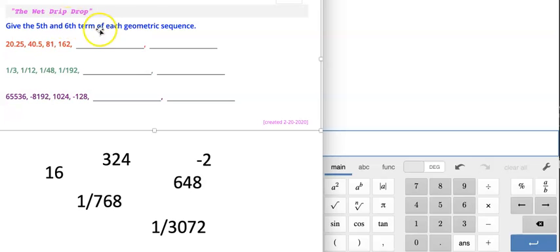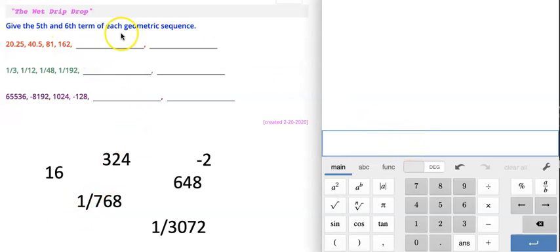Okay, give the fifth and sixth term of each geometric sequence. As you can see, I already have some options down here just to save time from typing. So let's go ahead and go over the calculator and see what's going on here.